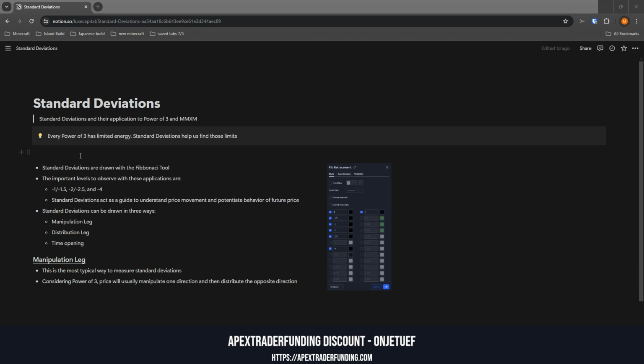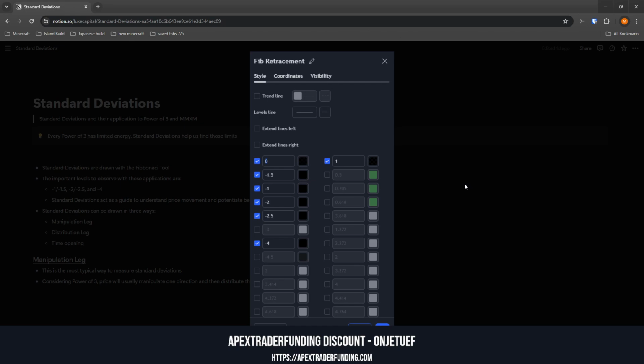But standard deviations, as far as power of three, every power of three has limited energy, and standard deviations help us find those limits. So when we're looking at a particular power of three cycle, whether it's daily power of three or 4 hour or 1 hour, it doesn't matter, most of the time you can use standard deviations to project where price may move, and then you can understand behaviors within that could happen in the future and anticipate price movements. So standard deviations are drawn with the Fibonacci tool.